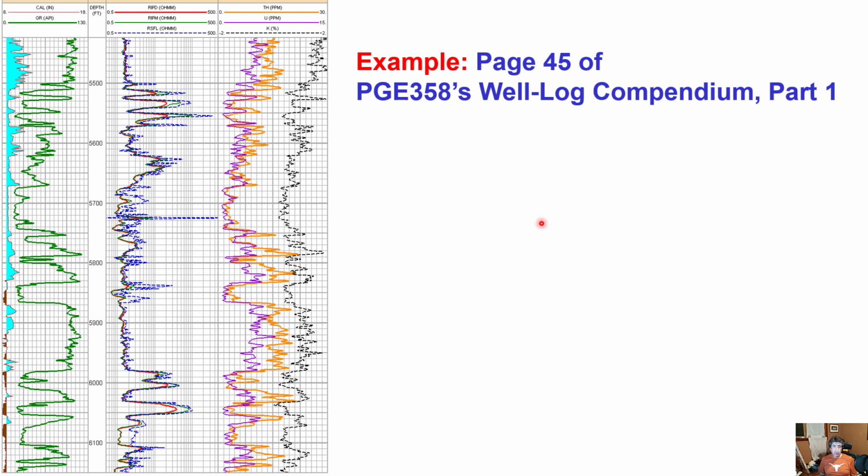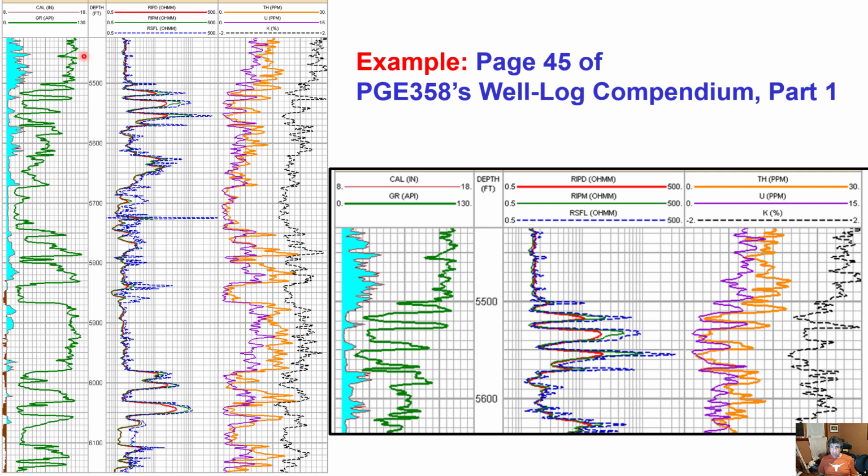What I want to show you from that compendium is that here are the thorium, uranium, and potassium logs. And here is the standard gamma ray log. Let me enlarge this image so that you can see the units. So here on the left, we have the gamma ray log.